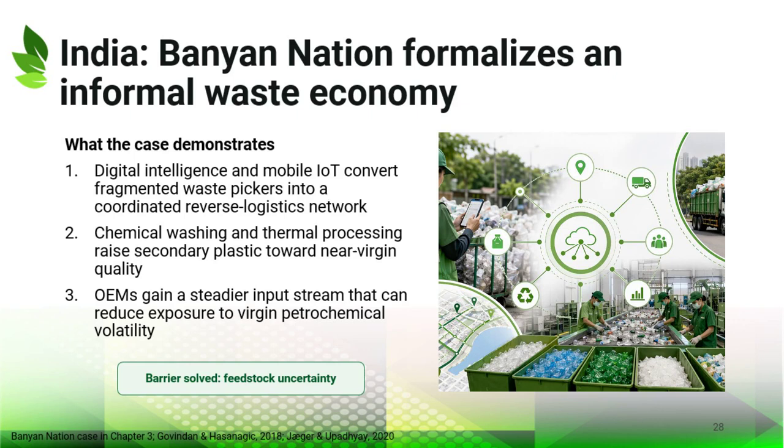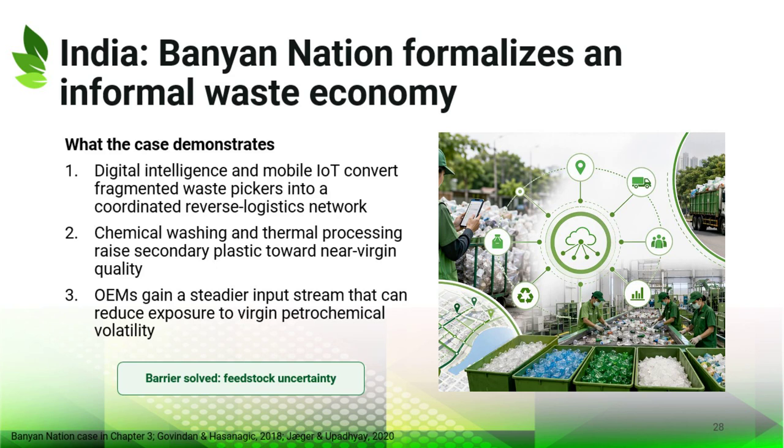Banyan Nation shows how digital coordination can solve feedstock uncertainty in an informal waste economy. The company used data intelligence and mobile IoT tools to connect fragmented waste pickers into a more structured reverse logistics network. This helps stabilize collection volumes and improves visibility over material flows.